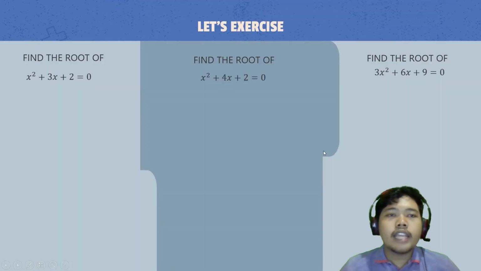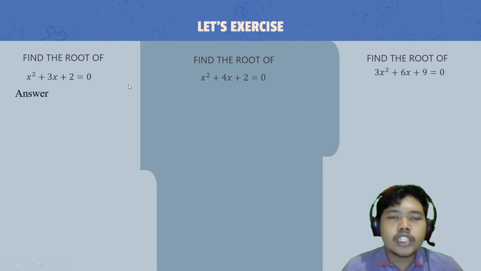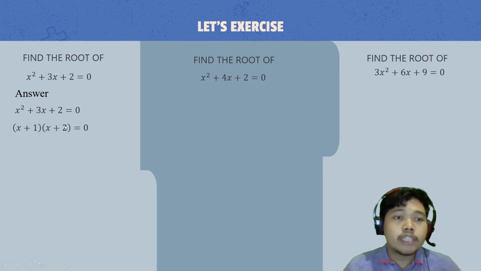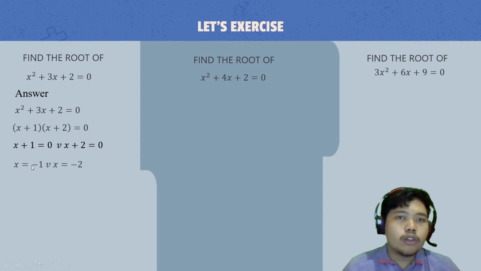Now, we will exercise how to find the root. Let's start from number 1. Find the root of x squared plus 3x plus 2 is equal to 0. To answer this question, we can use factorization. x squared plus 3x plus 2 equals 0 can be written as (x plus 1) times (x plus 2) equals 0. Because of that, x plus 1 is equal to 0 or x plus 2 is equal to 0. And then x is equal to minus 1 or x is equal to minus 2.